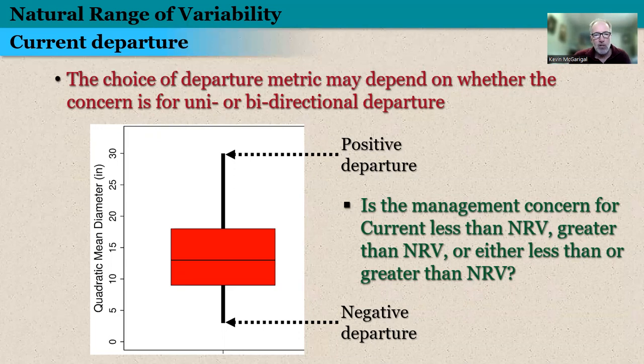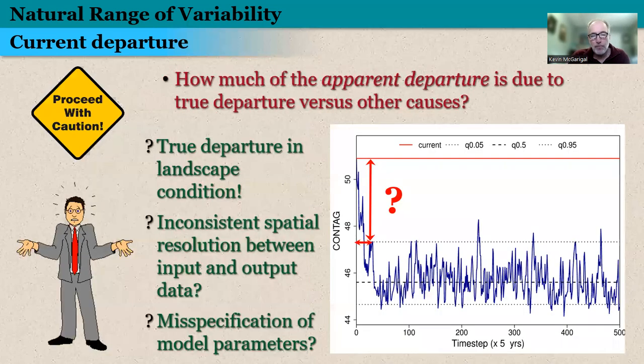Conversely, there might be a situation where the concern is for positive departure, where we're concerned when the current landscape has values that exceed the NRV. So for example, if the current landscape has a percent cover or a basal area that is much higher than the NRV, well, one might be concerned and again, design management actions to move that current landscape condition back toward the NRV condition. So one needs to be aware of whether the concern is for positive departure, negative departure, or perhaps either. And that can very much influence the interpretation of the departure metric.